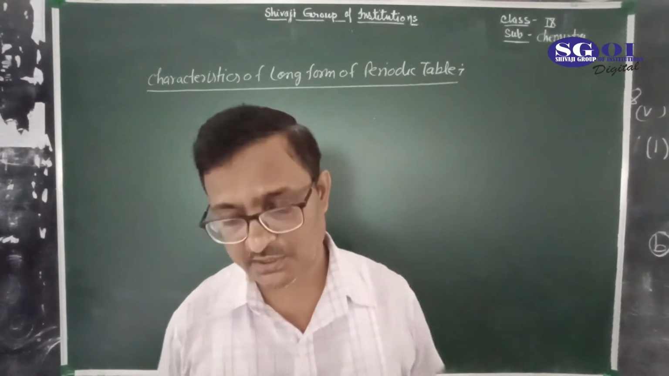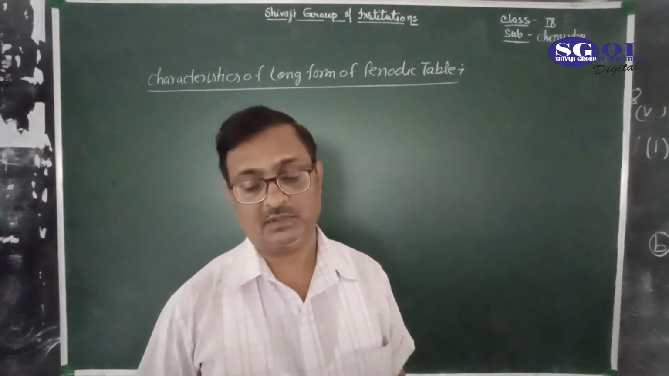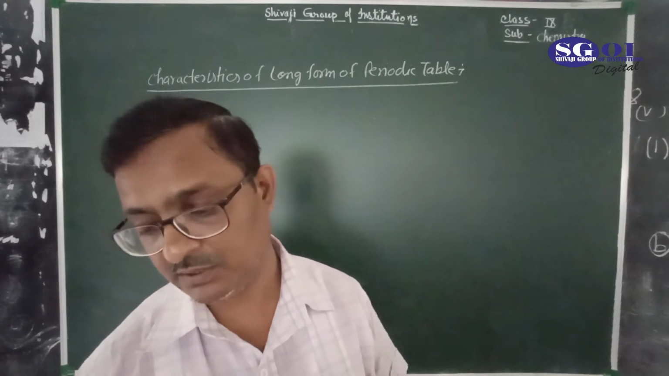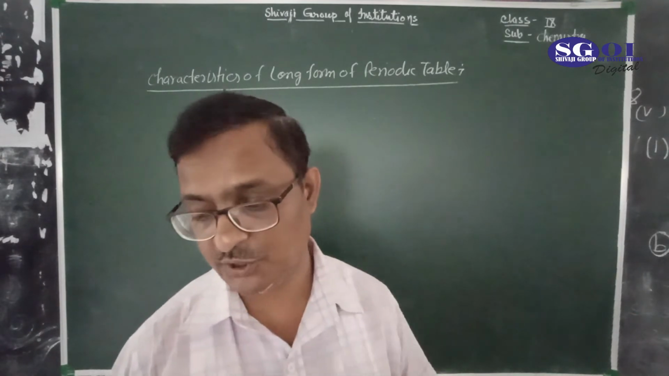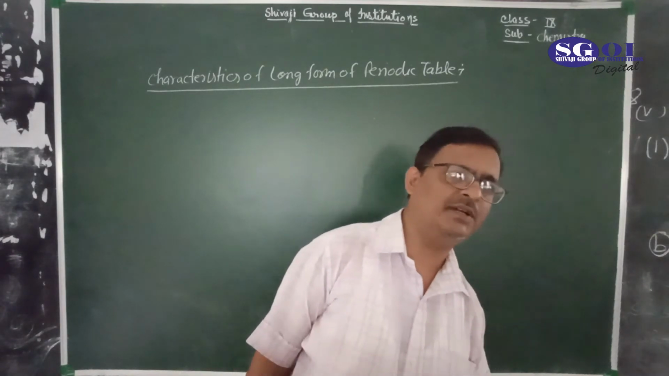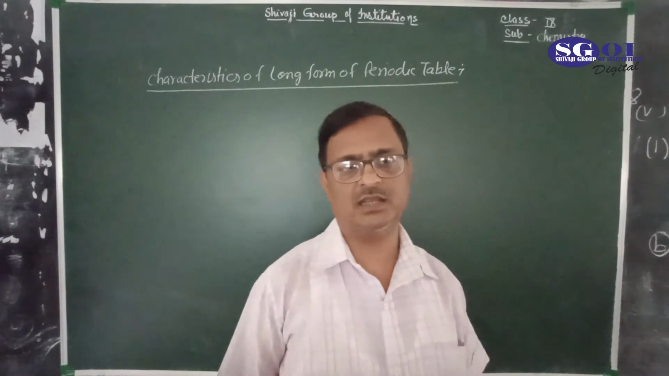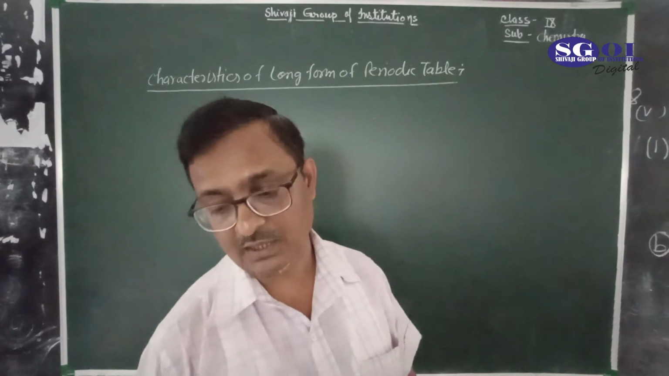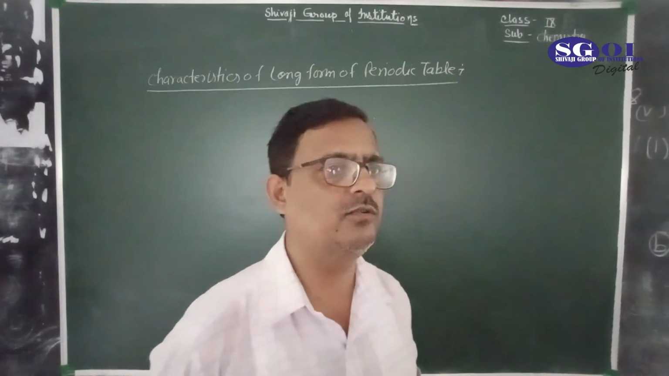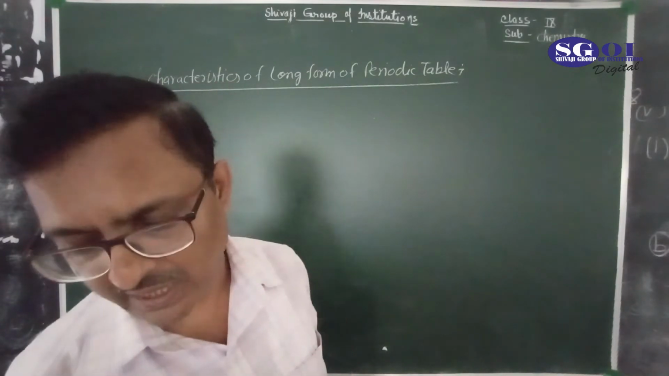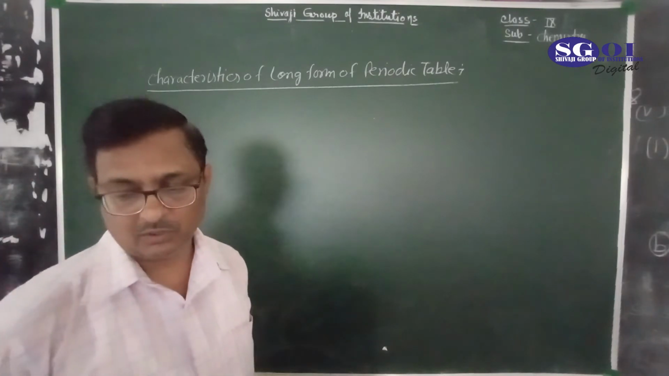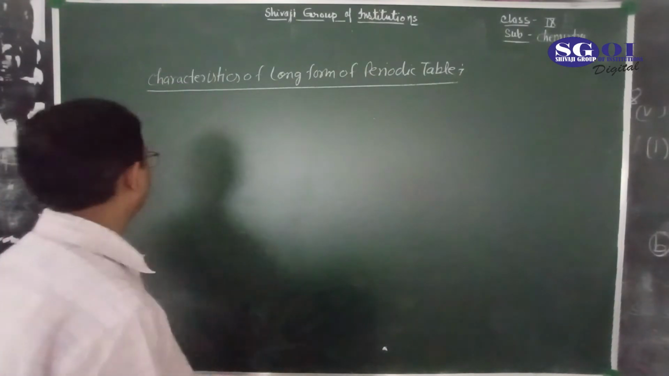So the next characteristic is that the non-metal elements are placed on the right side of the transition elements. I think this property is the last property discussed in the previous class. So next, the rare gases, that is noble gases, are placed in the 0 group or 18 group at the end of the periodic table.